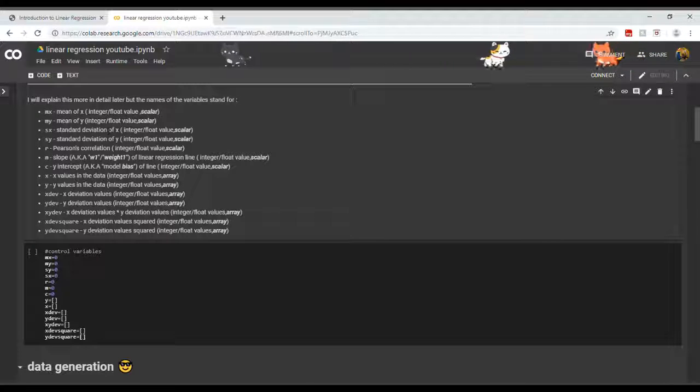Standard deviation of x. Yeah, this is a good bit. It just shows how much x deviates from its mean.